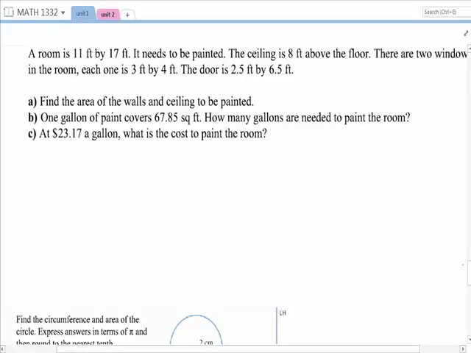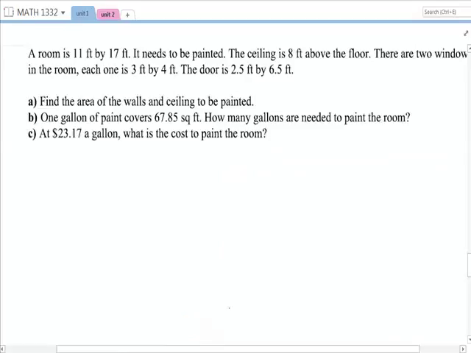All right, it says a room is 11 by 17 feet. Got it, rectangular room. It needs to be painted. We're going to paint the ceiling. The ceiling is 8 feet above the floor. Okay. There are 2 windows in the room. Each one is 3 feet by 4 feet, and the door is 2.5 feet by 6.5 feet. Find the area of the walls and the ceiling to be painted.